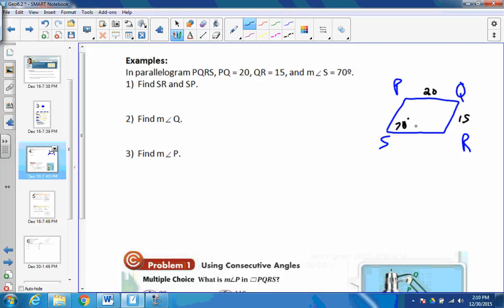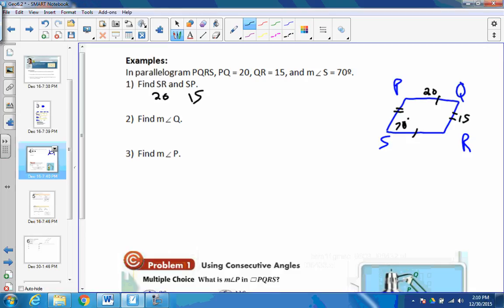All right. Find SR and SP. So the measure of SR and measure of SP. This one would have to be 20 because opposite sides are congruent. So this would have to be 20. SP would have to be congruent to QR, so that would be 15. All right, just from those properties.